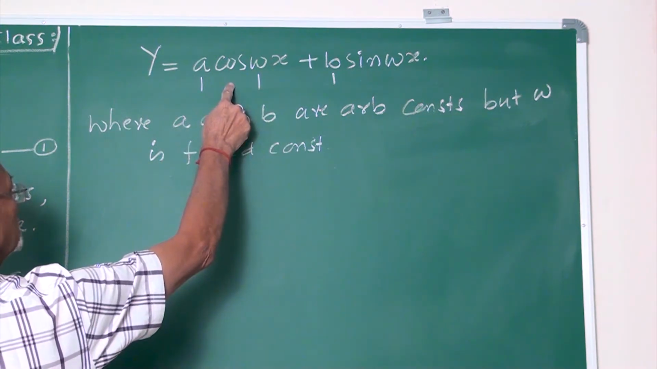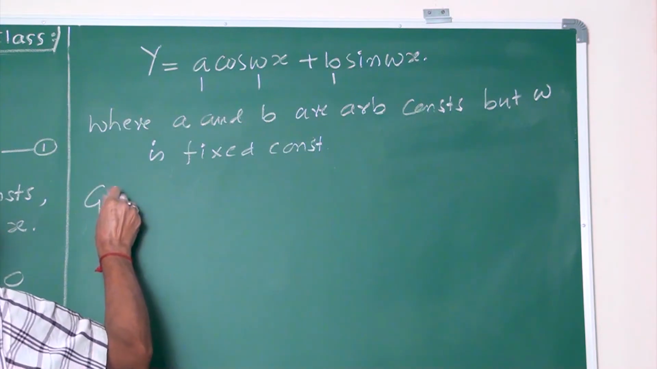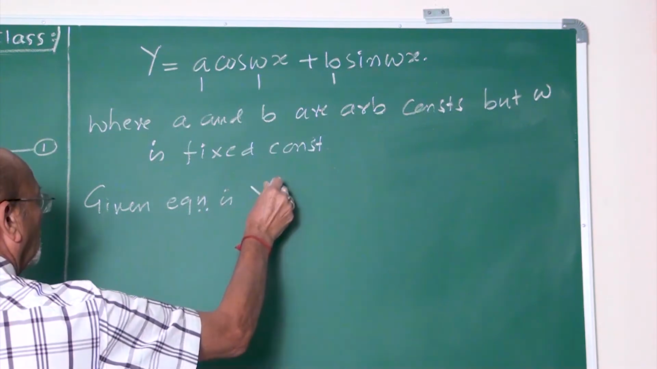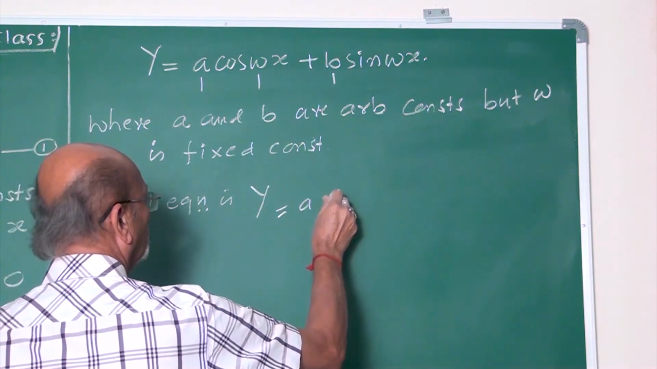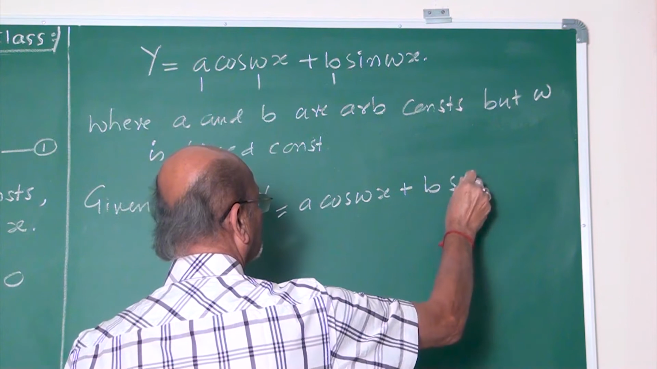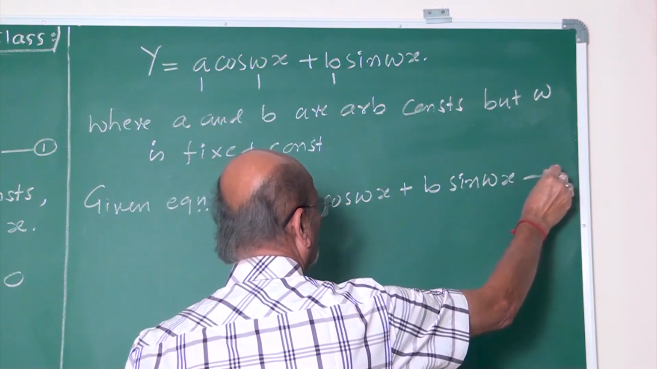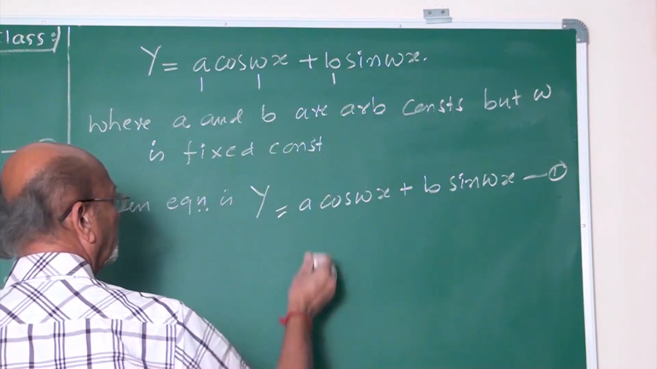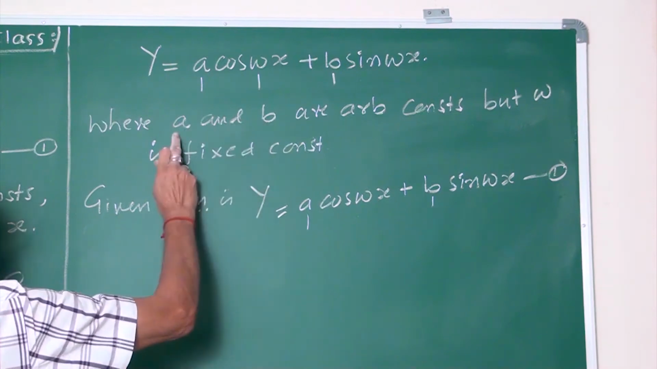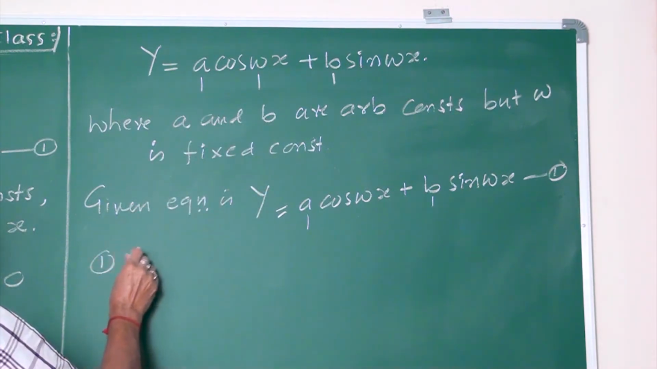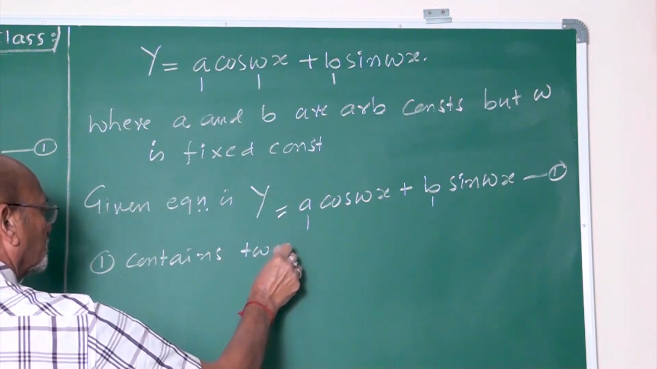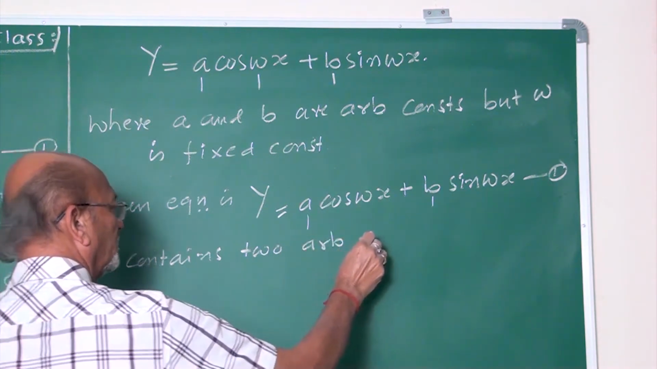You have to differentiate 2 times. Given equation is y = a cos omega x + b sin omega x. Call it 1. Again, 1 contains 2 arbitrary constants, not fixed. Arbitrary are 2, as the question mentions clearly.